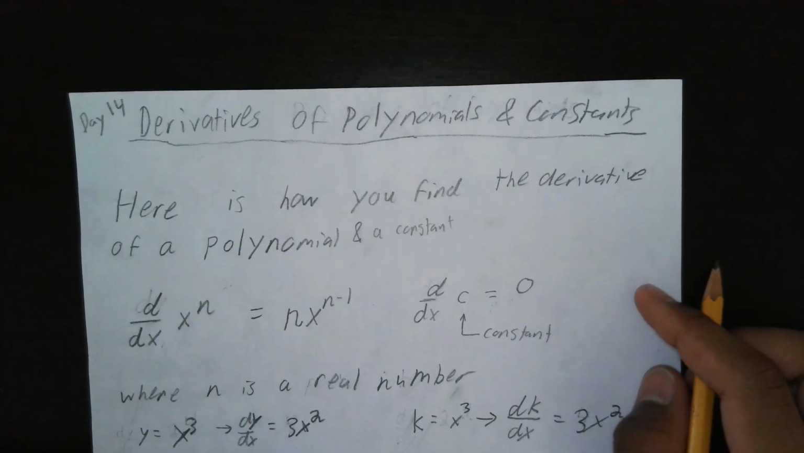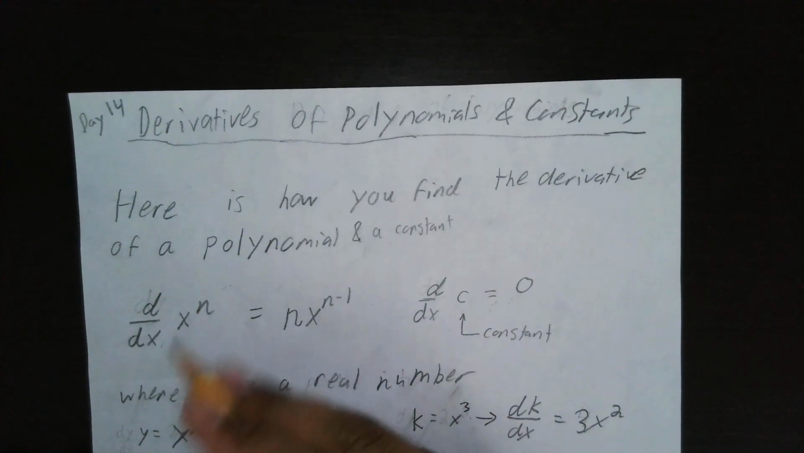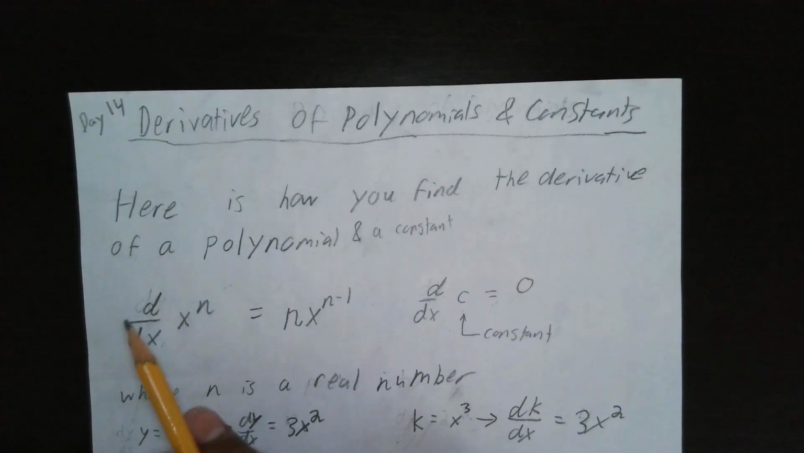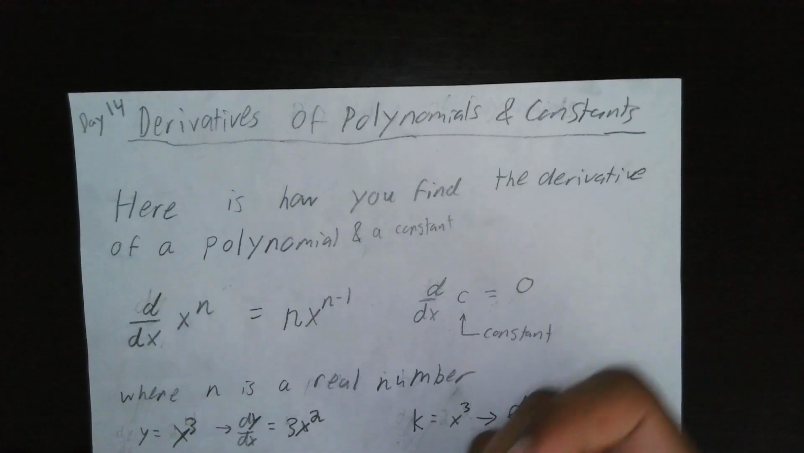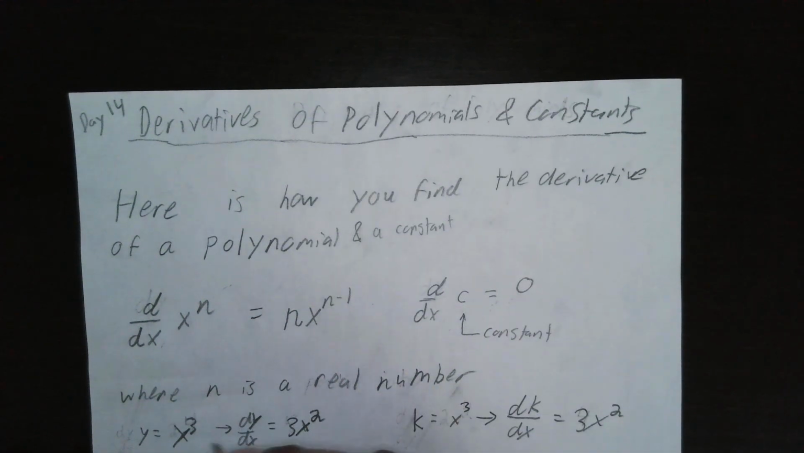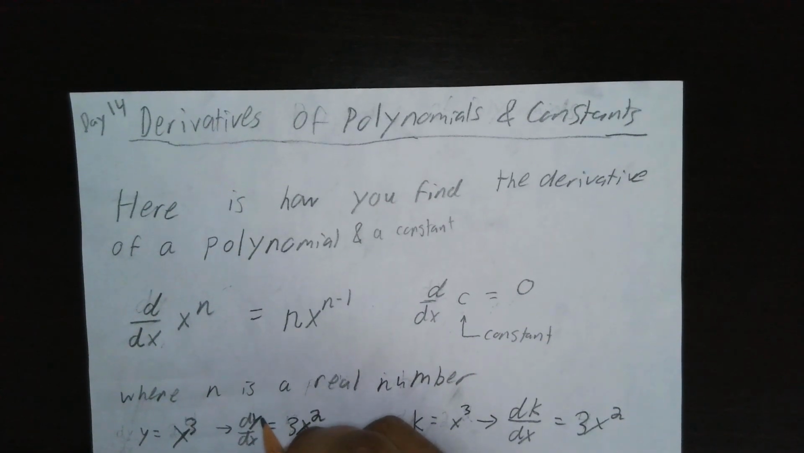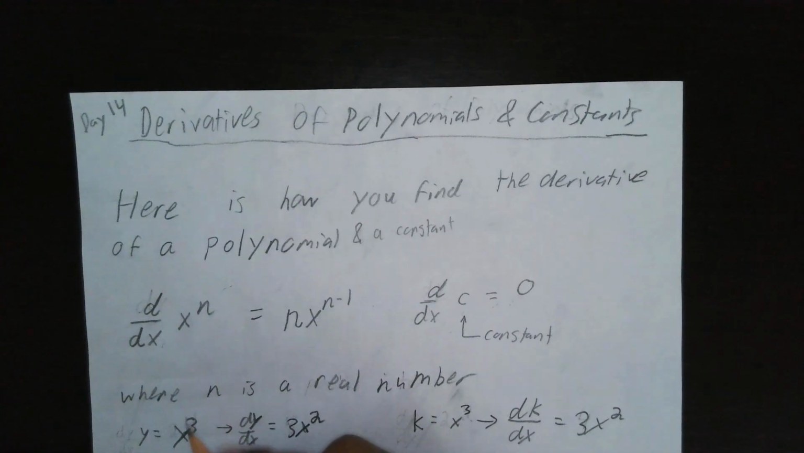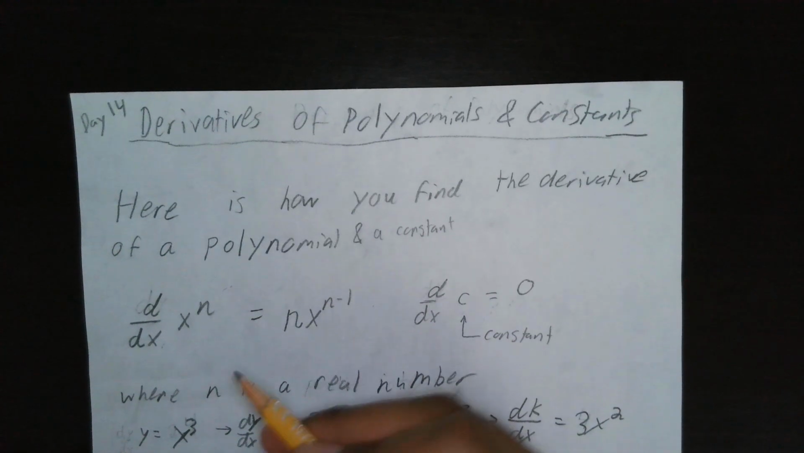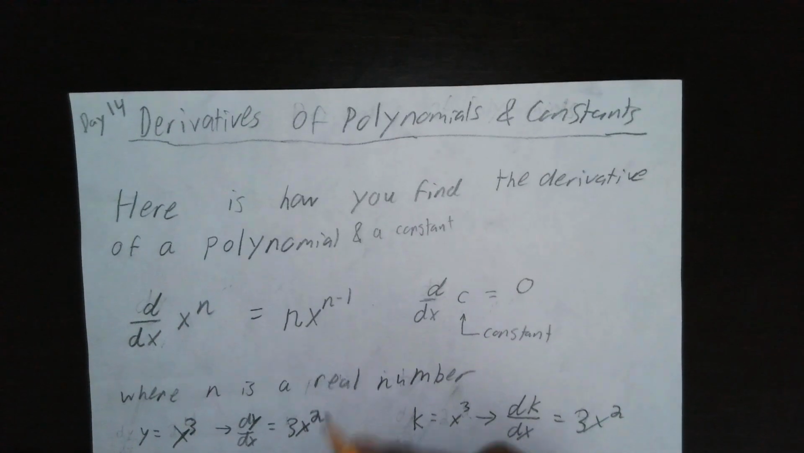So, this is just a quick note. d over dx, that's our differential operator, so it tells us to take the derivative. And on the top, we put our dependent variable. On the bottom, we put our independent variable. So if I were to have something like y equals x to the third, y is my dependent variable and x is the independent variable, and so that's why I write dy over dx is equal to 3x squared.